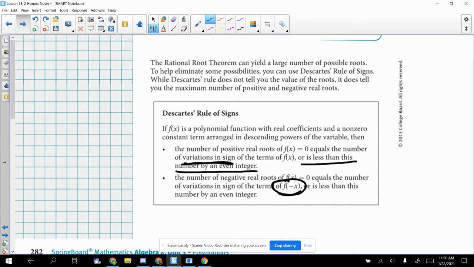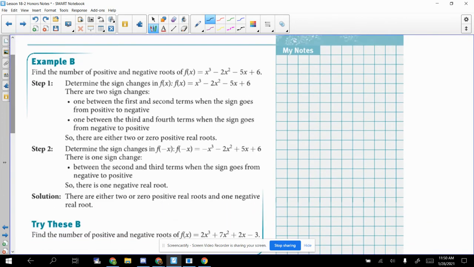Okay, so let's look at an example. All right, so first, it's going to ask you to find the number of positive and negative roots of f of x equals x cubed minus 2x squared minus 5x plus 6. Then it says to determine the sign change. So first you want to just look at the regular f of x function as it's given to you, okay? So you are looking for sign changes, and the first term is positive, the second term is negative. So that right there is one sign change, okay? Positive term to a negative term.